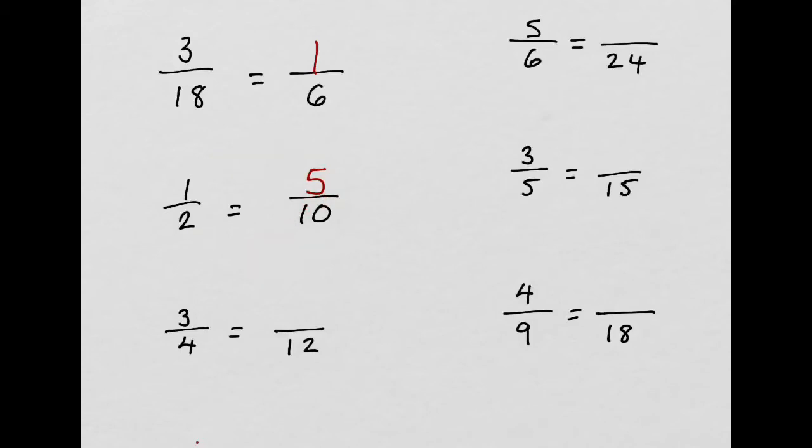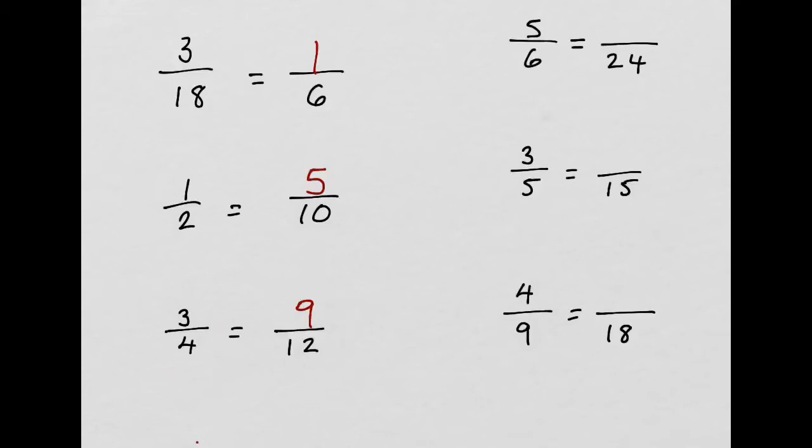Okay, so for the next one, we're looking at 3/4 is how many twelfths? Well, we know that 4 times 3 is 12. So if we do the same thing to the numerator, 3 times 3 is 9. So therefore we can say that 3/4 is the same as 9/12.